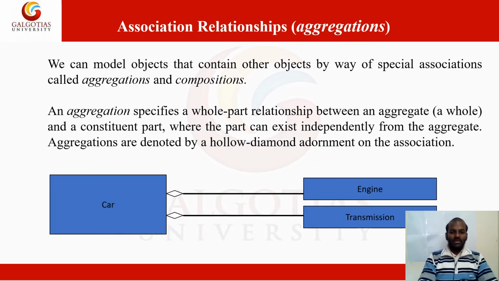Coming to the association relationship, I told you about it already. Under this there are two different categories: one is aggregation, and the other is composition. Aggregation, I told you, is a straight line with a diamond symbol at the end, right? That symbol is used between two different classes.